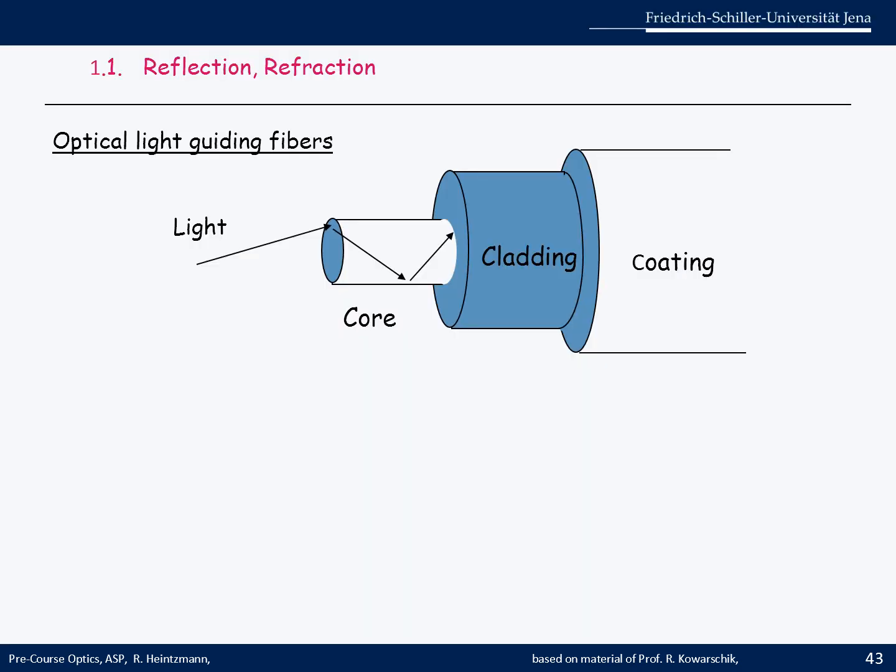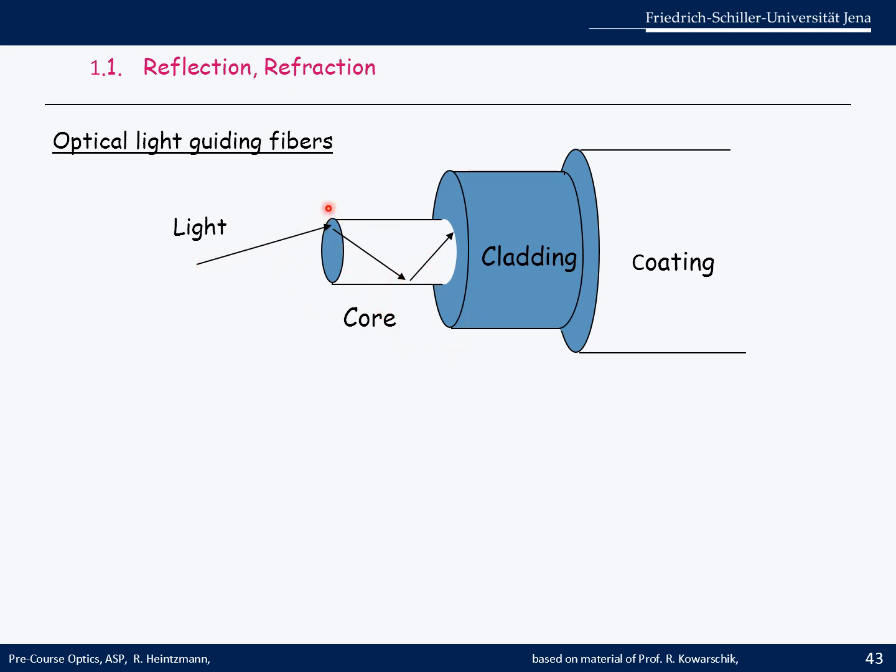Now let's look at some applications of total internal reflection. Of course, the most prominent application that you all probably know is guiding light in fibers. So all our telecommunication is basically based on these fiber optics, where they use infrared light that is guided by fibers. How do they work?